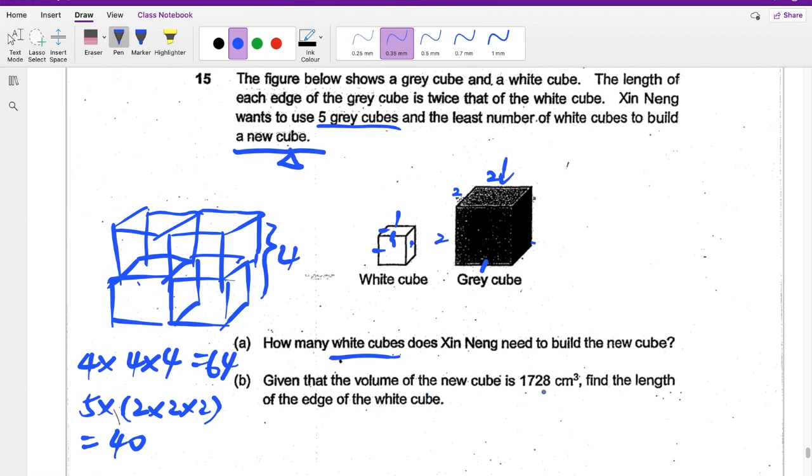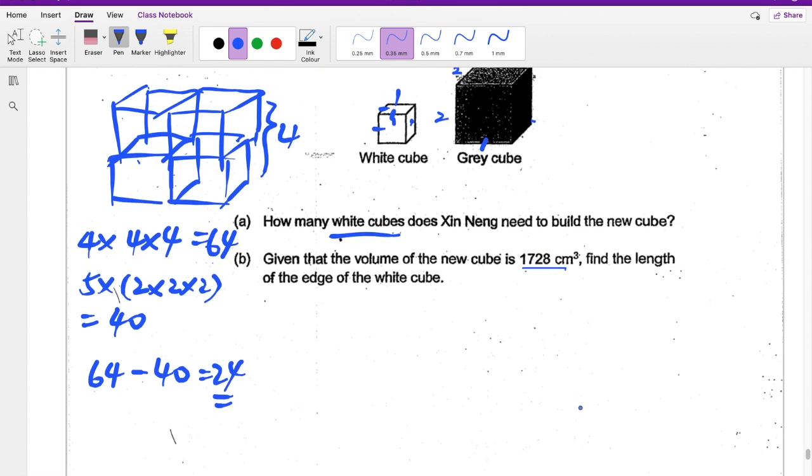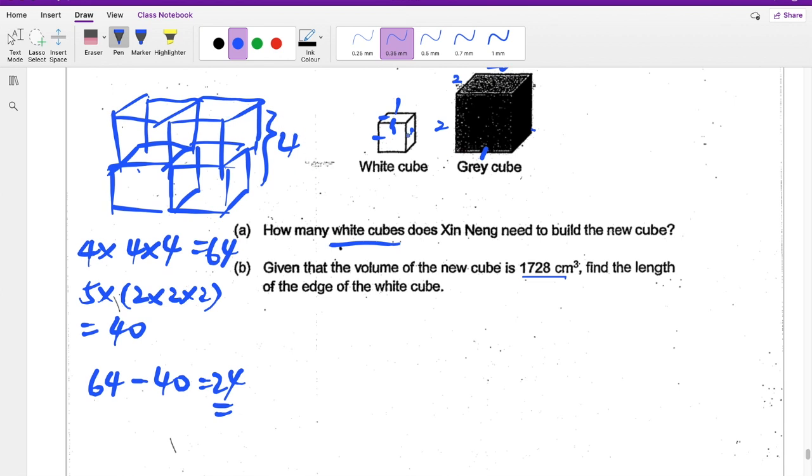Given that the volume of the new cube is 1728, find the length of the edge of the y cube. Okay, given this volume, find this one. We assume that this is 1, then the final side is 4. If the volume is 1728, then the side is the cube root of 1728. How to calculate this? Well, we know that 10 cubed is 1000, so it should be greater than this one.